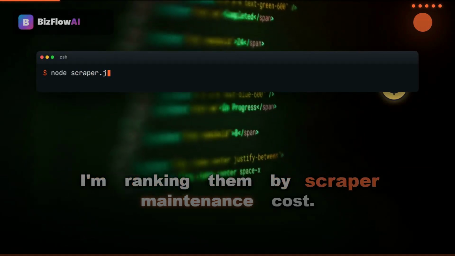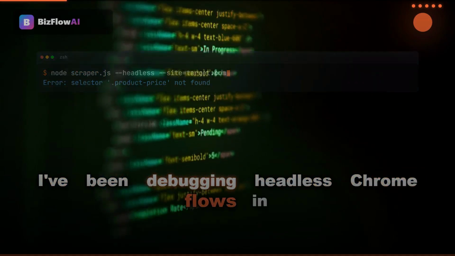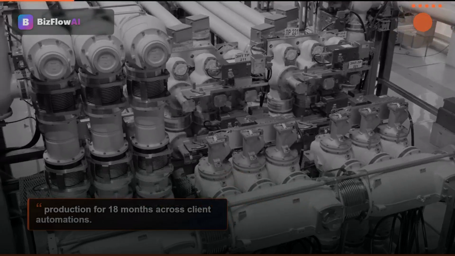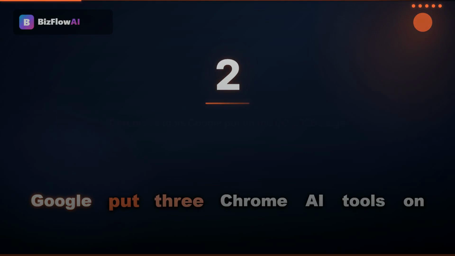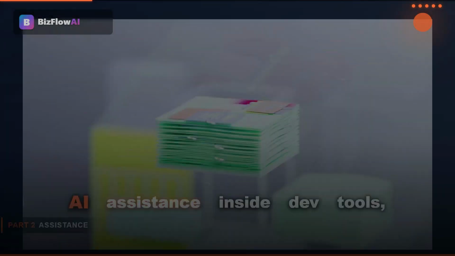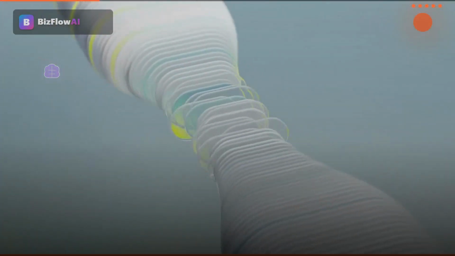Most recaps rank these tools by web dev usefulness. I'm ranking them by scraper maintenance cost. I've been debugging headless Chrome flows in production for 18 months across client automations. Here's the reframe Google didn't give you. Google put 3 Chrome AI tools on the I/O 2026 stage. Chrome DevTools for agents, AI assistants inside DevTools, and modern web guidance.